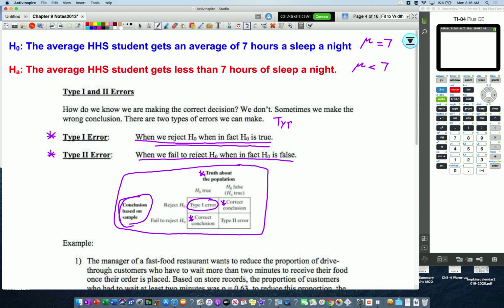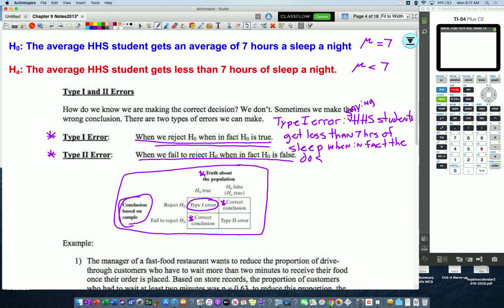So the type 1 error is basically, we would be saying this. I'm going to write it here. Type 1 error would be saying HHS students get less than 7 hours of sleep when, in fact, they do get 7 hours of sleep.